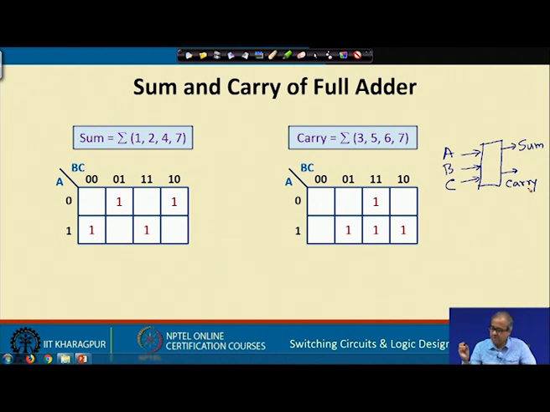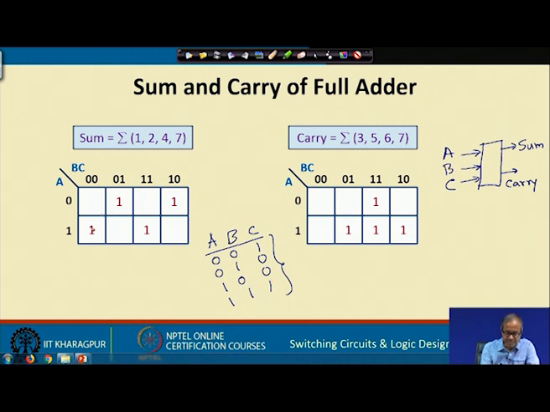Earlier we had shown the truth table of a full adder. If you check the truth table, if we look at the sum and consider the values of A, B and C, when will the sum be 1? Sum will be equal to 1 only for the min terms 1, 2, 4 and 7. 1 means 0, 0, 1, 2 means 0, 1, 0, 4 means 1, 0, 0, 7 means 1, 1, 1. So, only under these 4 conditions sum will be 1. This we have depicted in the truth table like this.